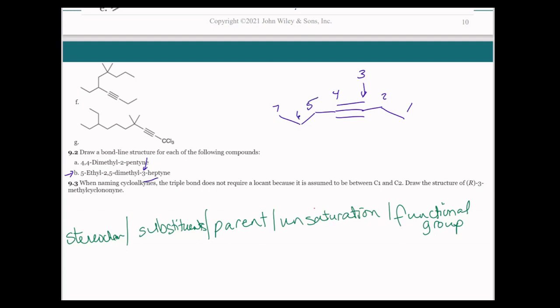Okay, so now we have 5-ethyl-2,5-dimethyl. So at carbon 5, we have an ethyl group. Okay, so it's going to be 2 carbons coming off of carbon 5. And then 2,5-dimethyl. So that means 5 also has a methyl and 2 has a methyl. Okay, so we actually have, let me clean that one up a little bit, 2 methyl groups. Alright, so that looks a little better. So that would be the way we would draw 5-ethyl-2,5-dimethyl-3-heptyne.